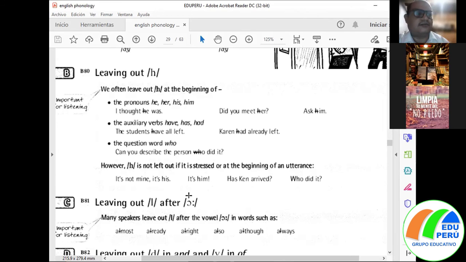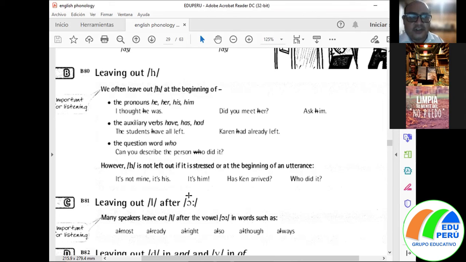No h sound. The others with the auxiliary verbs have, has, had. First, slowly: "The students have all left." Now, fluently: "The students have all left." The other example: "Karen had already left." This is a normal pronunciation. Now, fluently: "Karen had already left."